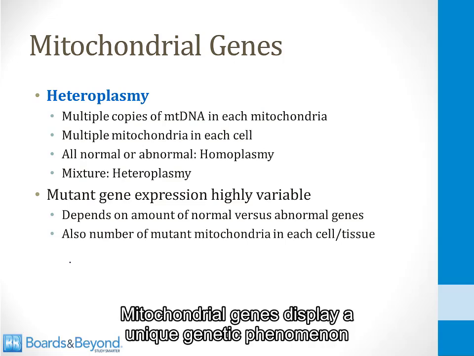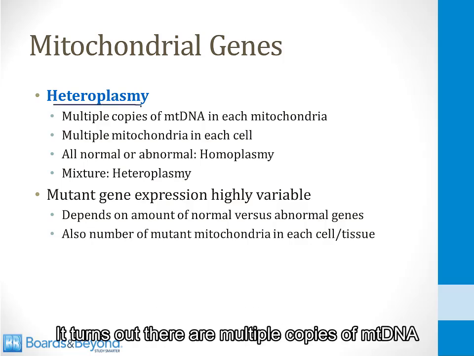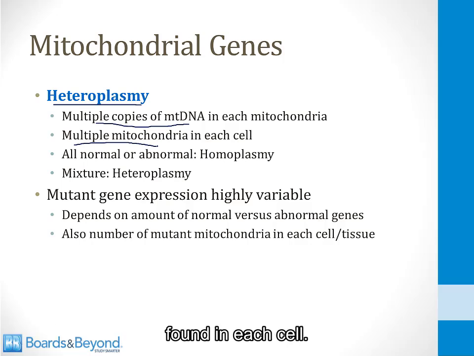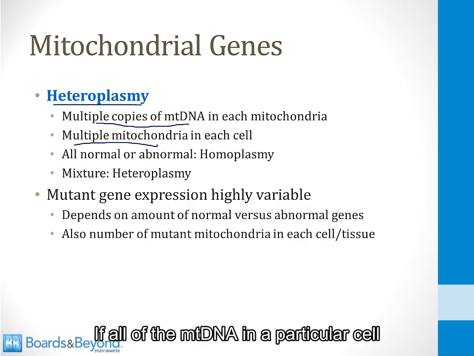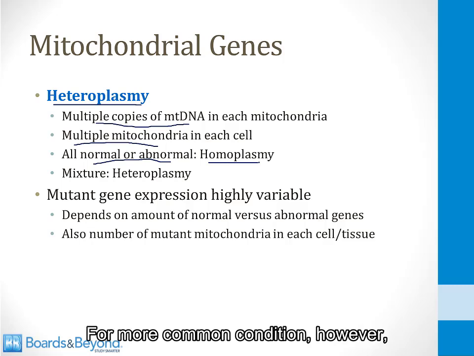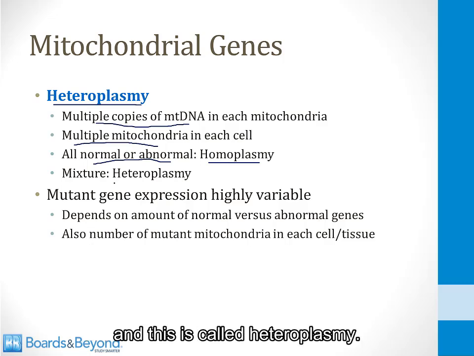Mitochondrial genes display a unique genetic phenomenon known as heteroplasmy. It turns out there are multiple copies of mtDNA in each mitochondria, and in addition, there are multiple mitochondria found in each cell. If all of the mtDNA in a particular cell is normal or abnormal, that cell is said to display homoplasmy. The more common condition, however, is that cells display a mixture of normal and abnormal genes in the mitochondria, and this is called heteroplasmy.